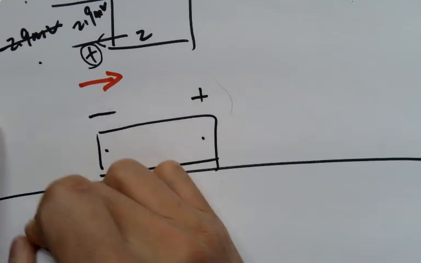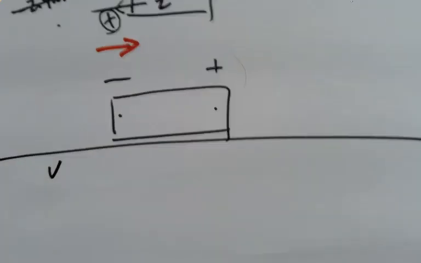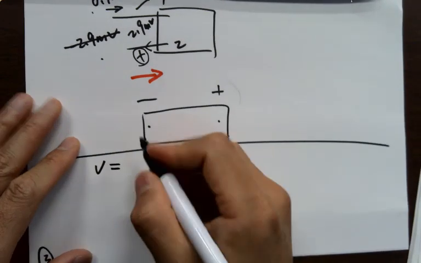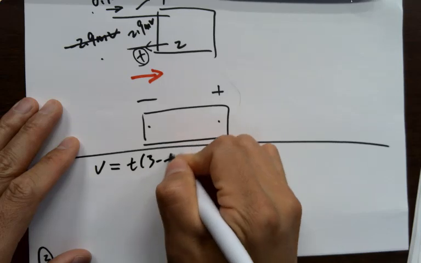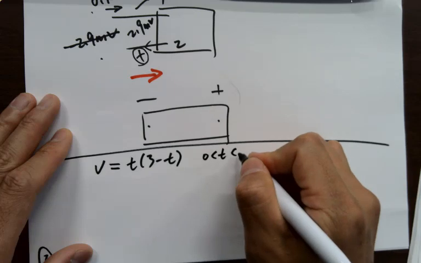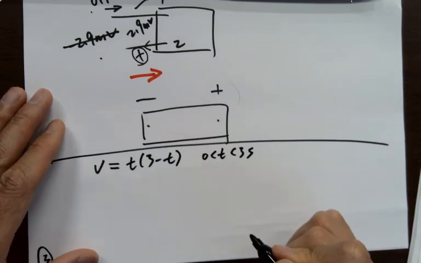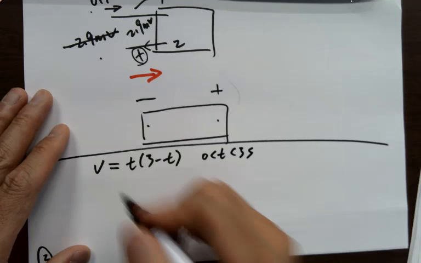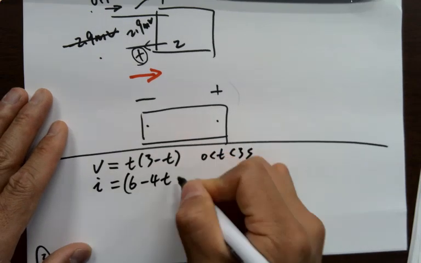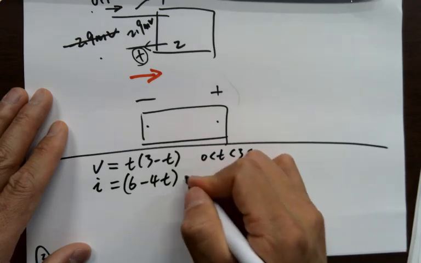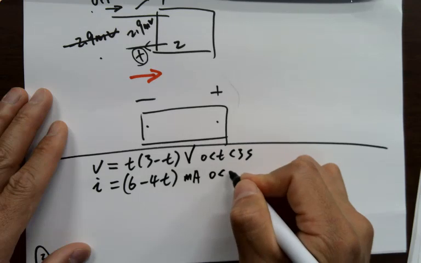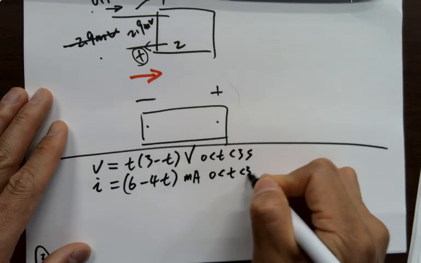It has V equals 3t minus t squared, for t from 0 to 3 seconds. And I, which is current, equals 6 minus 4t. This is in milliamps, this is volts, okay? And t is from 0 to 3 seconds as well.